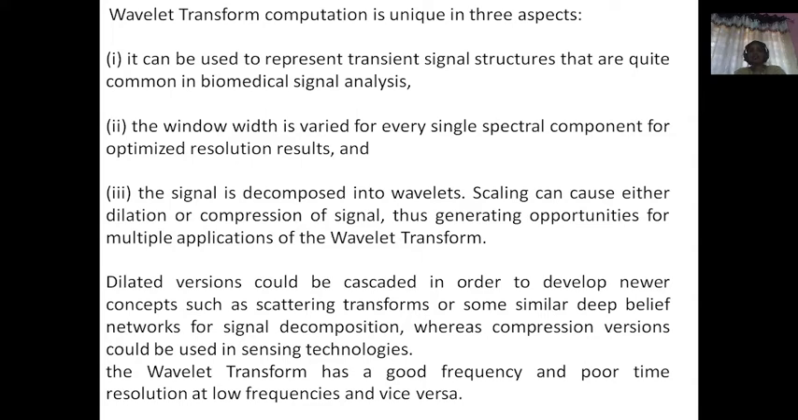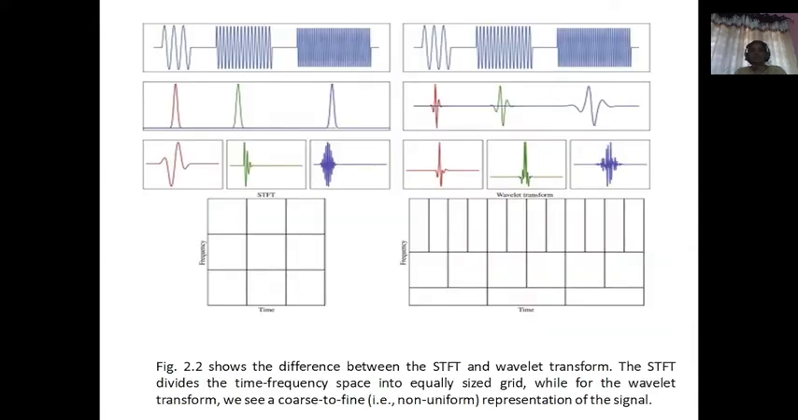The wavelet transform has a good frequency and a poor time resolution at low frequencies, and vice versa. This can be shown here. In the short time Fourier transform, whatever the signal details, we have a fixed time window so that we get a fixed frequency resolution. But in the wavelet transform, the time slot has more length where we have less frequency.